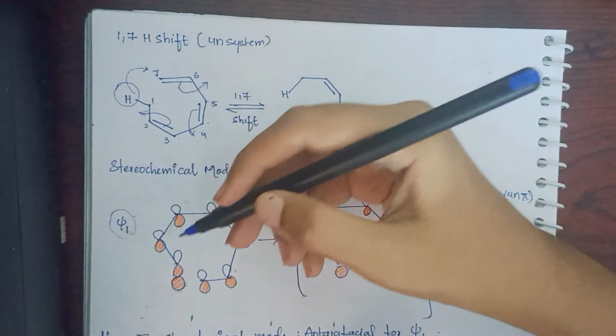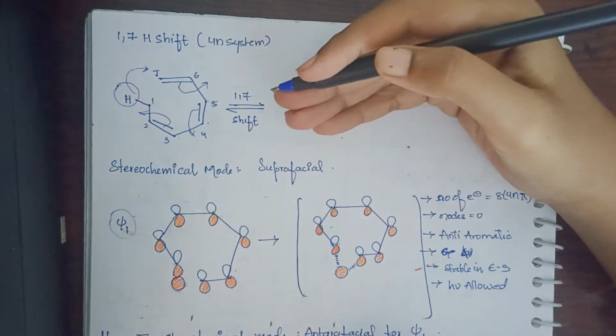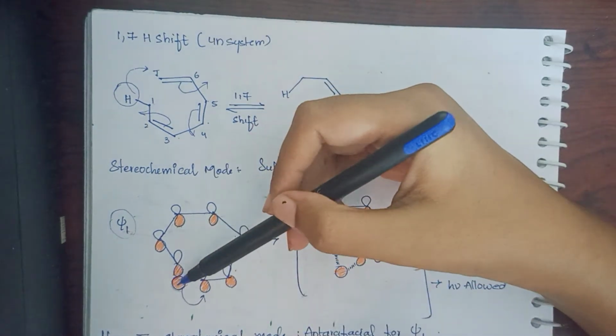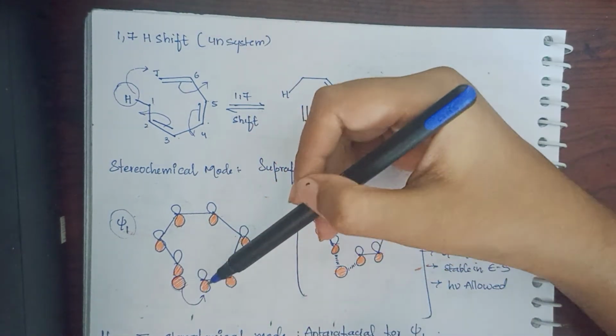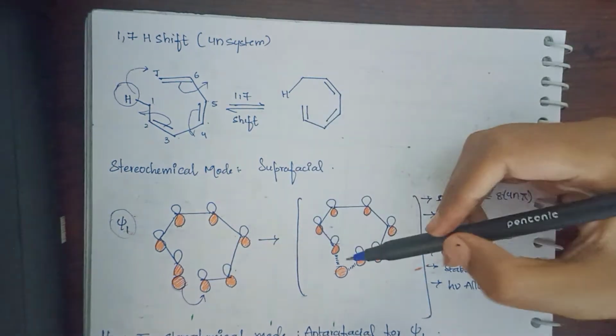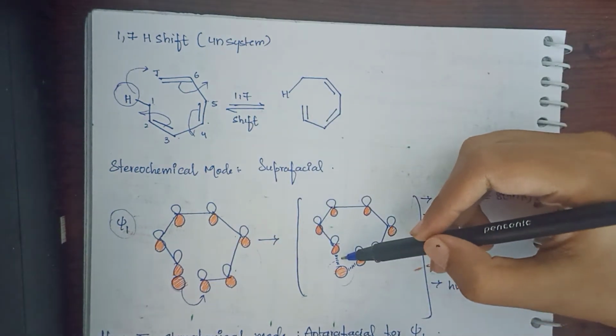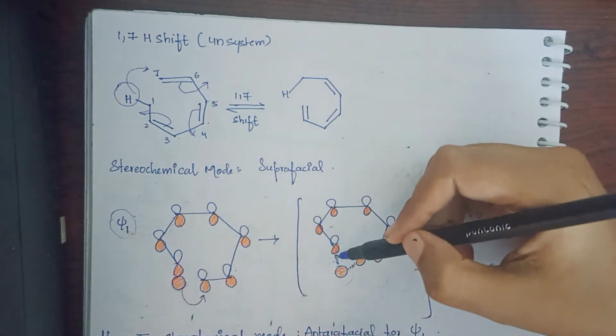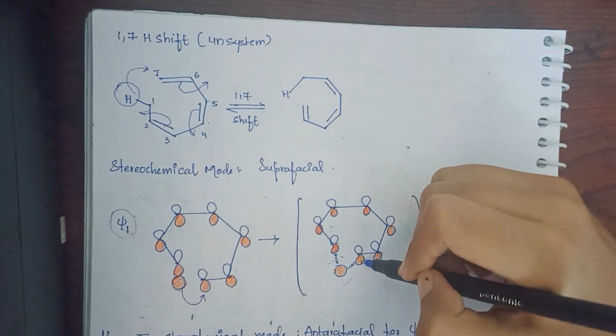Now I am doing a suprafacial shift. What is the suprafacial mode? Bottom to bottom is known as suprafacial. So I am moving this hydrogen atom from bottom to bottom. Here you will have a transition state. I represented it by keeping this hydrogen outside. Previously it was attached to this carbon, and now it is attaching to here.